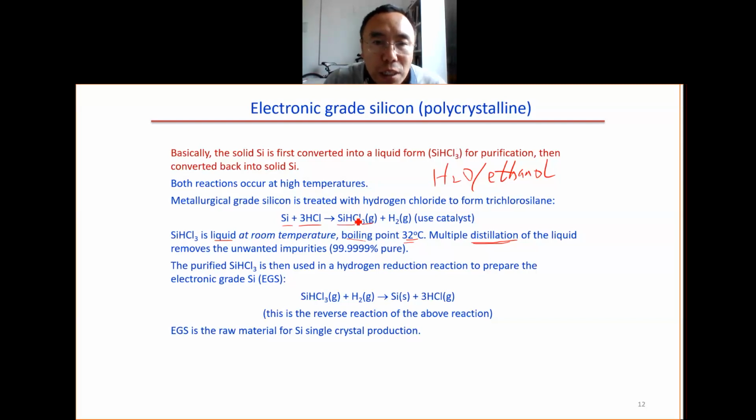Then we convert it back into silicon. We use the hydrogen gas to convert it back into silicon. You can see that this chemical reaction is the inverse of this chemical reaction. This will happen if you keep removing the product, then you can make sure the chemical reaction goes to the right side. So you form the silicon. This is how you get the very pure, high purity single crystal silicon.